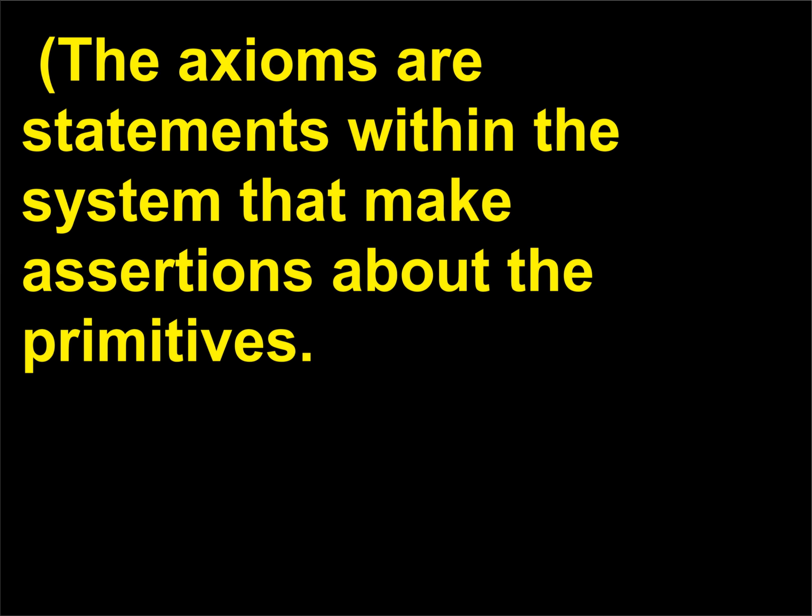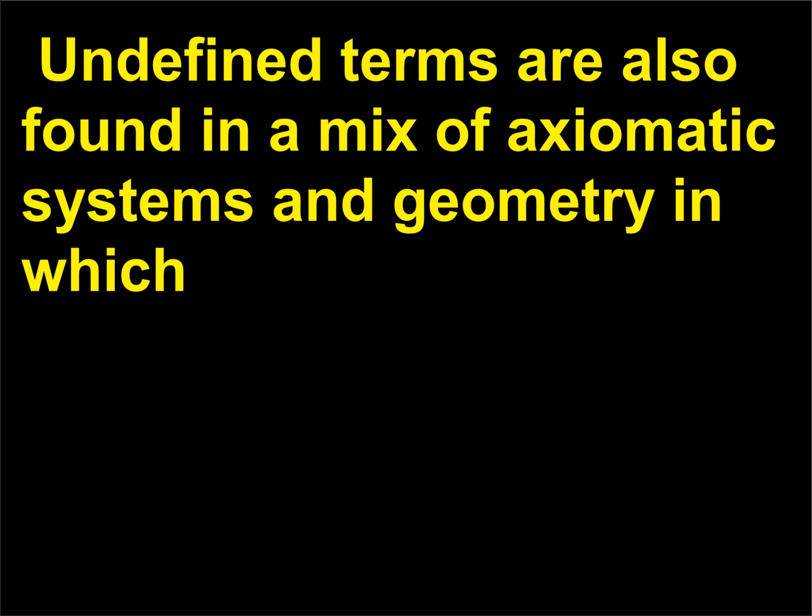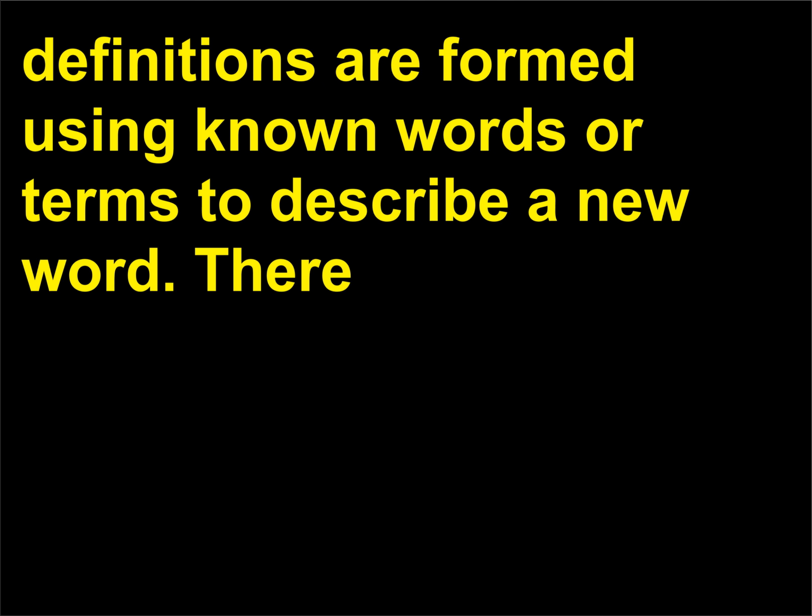The axioms are statements within the system that make assertions about the primitives. If a meaning is attached to a primitive, it is called an interpretation. Undefined terms are also found in a mix of axiomatic systems and geometry in which definitions are formed using known words or terms to describe a new word.